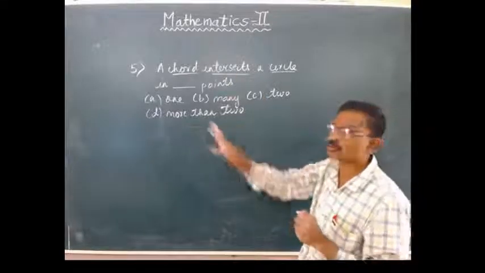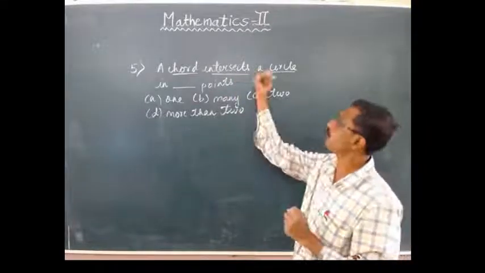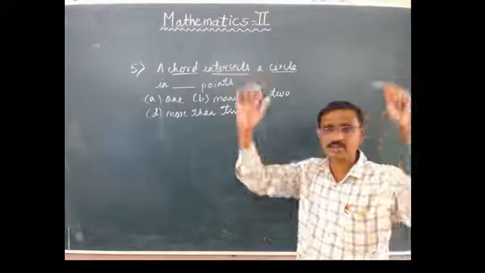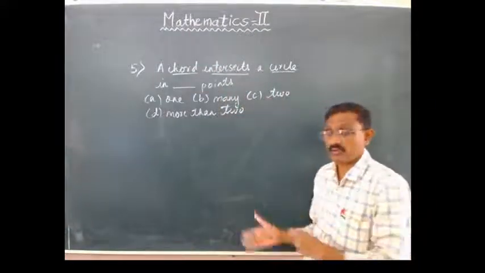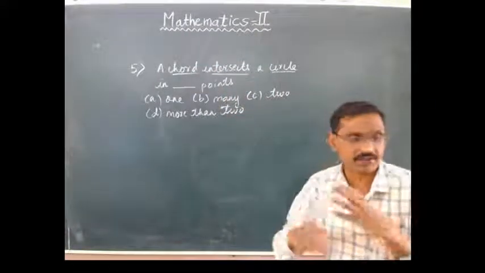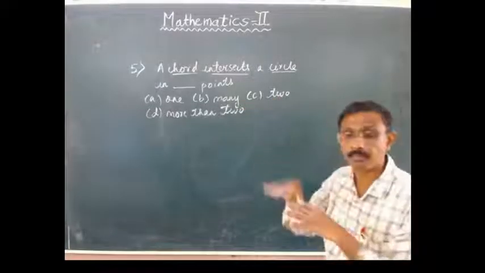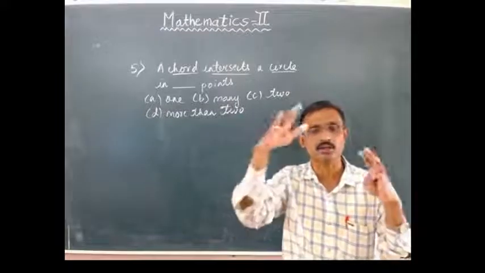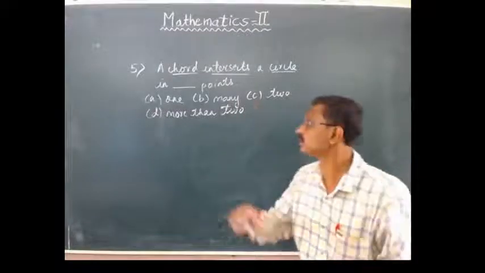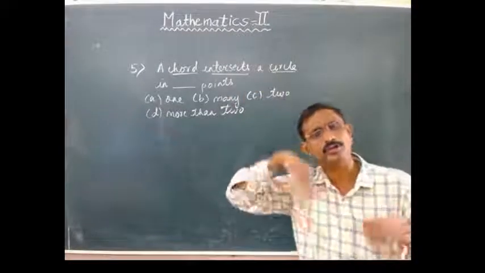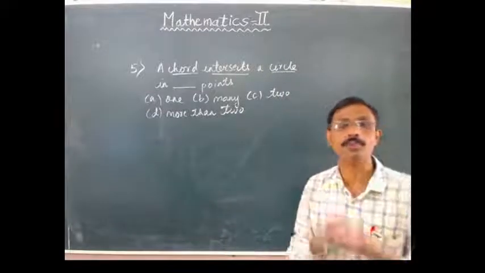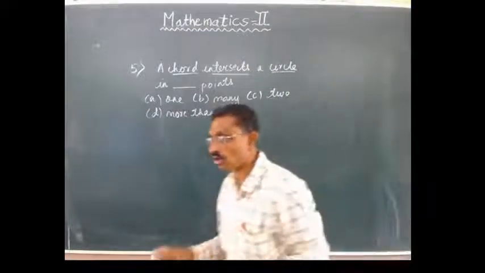Here, instead of drawing, we can easily imagine a chord intersecting a circle. Imagine that figure, because when we are doing MCQs, it is not possible every time to draw a rough figure. But if it is a simple one, we can imagine a circle, and the chord is intersecting. At how many points, 1, 2, 3? So let's draw and see.